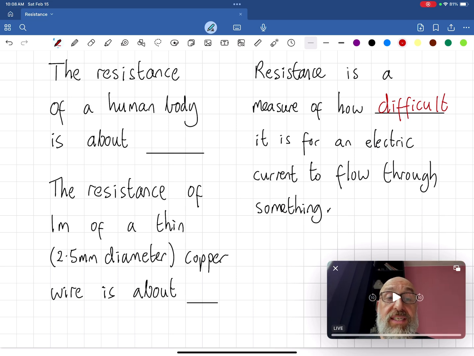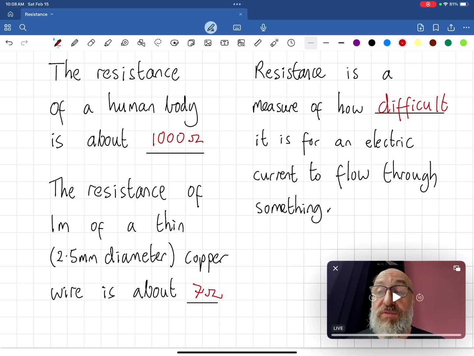For example, the resistance of a human body is reasonably high. It's around about 1,000 ohms. If you look online, you'll find that figure varies according to conditions, but it's a reasonably high resistance of 1,000 ohms. Whereas a thin copper wire has a resistance of only about 7 ohms. So it's much easier for the electricity to flow through the copper wire than it is to flow through a human.